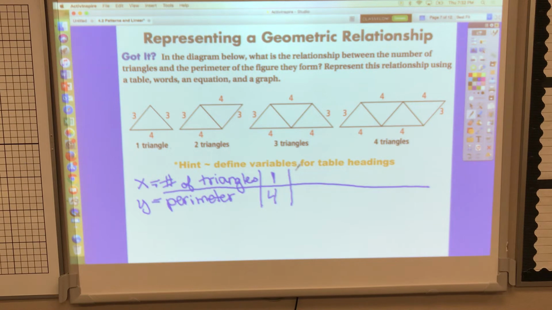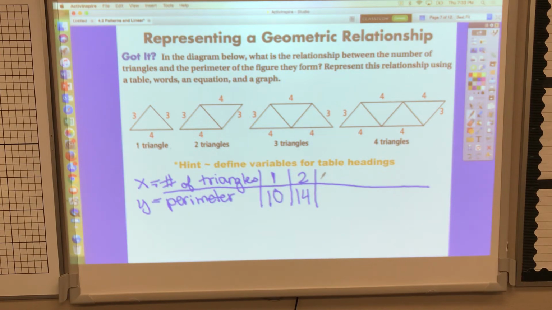If I have two triangles, if I add up the perimeter, we have 3 and 3 is 6, plus 4 is 10, plus another 4 is 14. So our perimeter got quite a bit bigger. I don't know what I was writing over here. So 14 there, but over here I should have had a 10. So sorry about that, fix that in your notes.